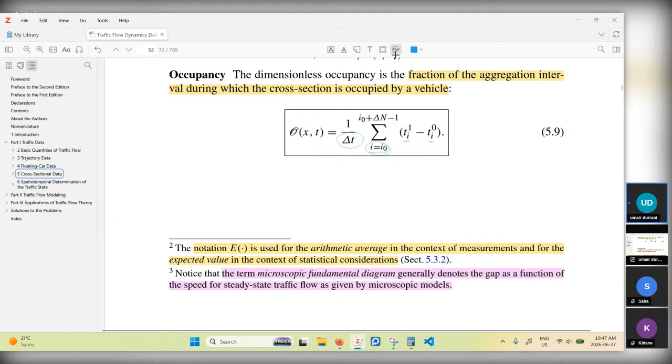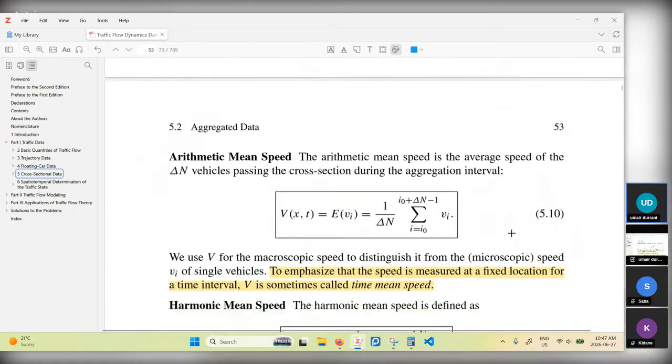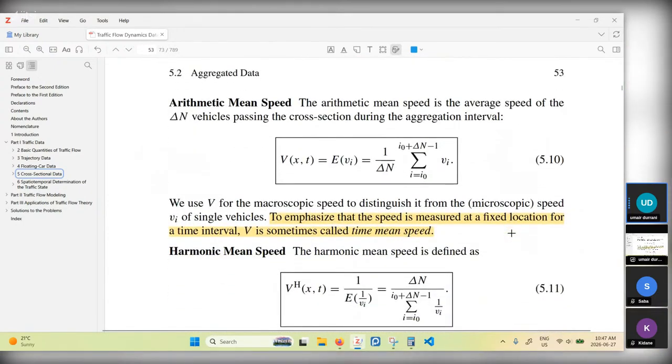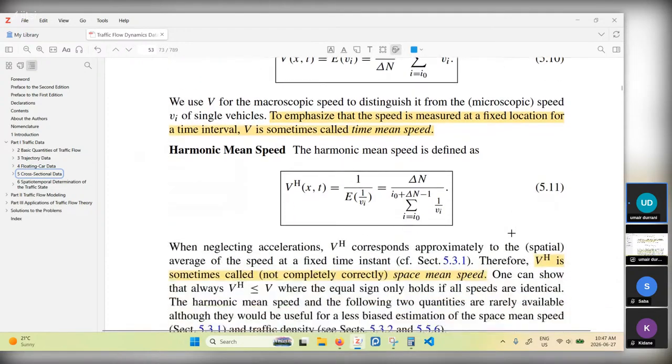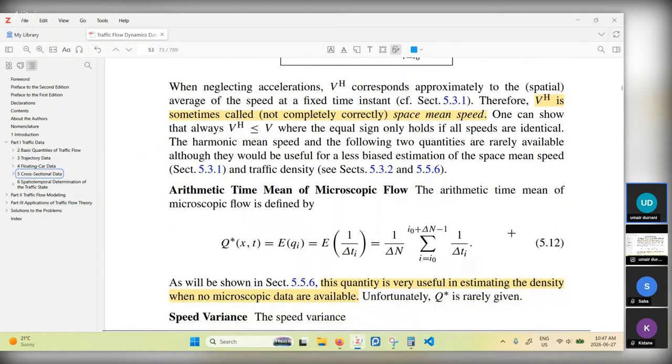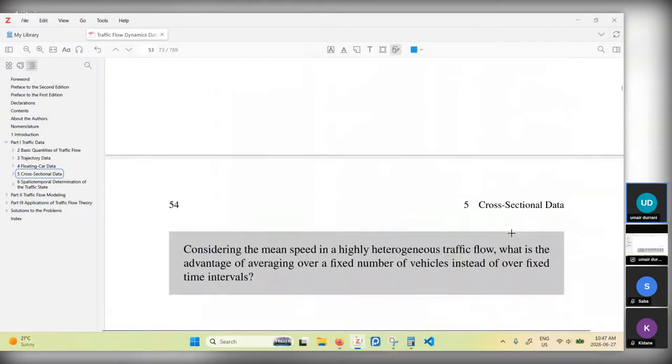So that is occupancy. If the occupancy is higher, then that means there were a lot more vehicles observed by the detector. If the occupancy is smaller, then that's the opposite, a smaller number of vehicles. So the detector data also gets the arithmetic mean speed and sends it to the traffic control center. Similarly, harmonic mean speed and the arithmetic time mean of microscopic flow as well as speed variance.